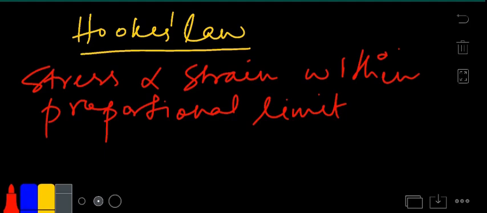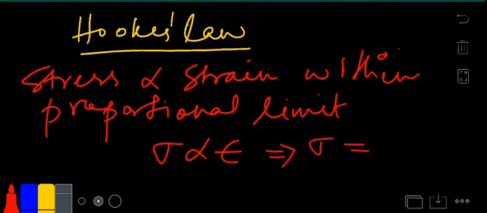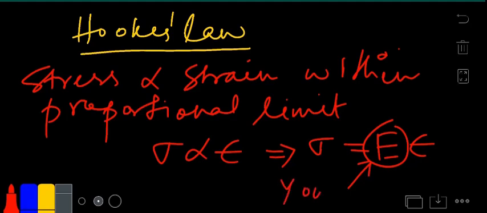So what exactly do we mean by that? The stress, that is sigma, is proportional to epsilon, that is the strain. And to remove the proportionality, we add a constant, E, so sigma equals E into epsilon. This E is known as Young's modulus, or E can also be known as an elastic constant. Okay, so if it is not a linear analysis, then it will not be Young's modulus, it will be something else. But in here, this is Young's modulus.